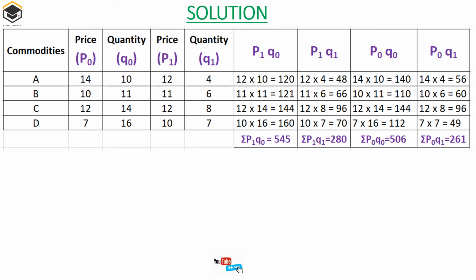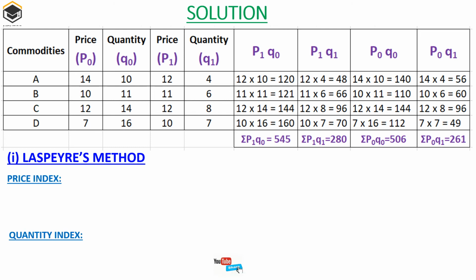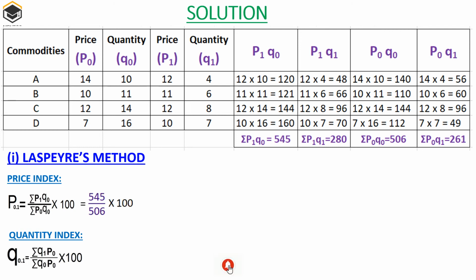Now I'm going to start with the first method, that is the Laspeyres method, and see the price index and quantity index. We know the formula here. Laspeyres has given the weight to the base year, so we have P1 Q0 divided by P0 Q0 into 100. Under the Laspeyres method we have the price index and quantity index. P1 Q0 value I have here is 545, and P0 Q0 value is 506. If I divide these two and multiply with 100, I will get the final answer 107.7.